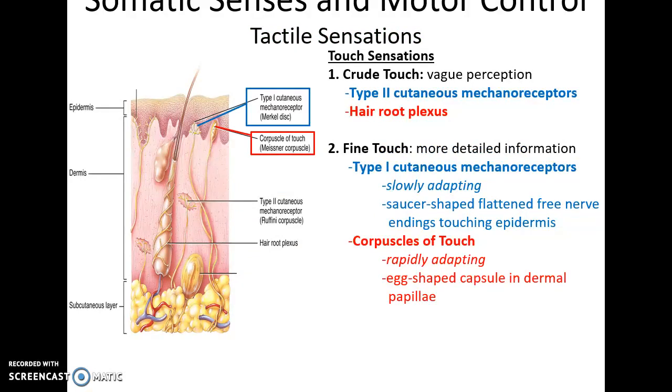Then we have fine touch. Fine touch can give you much more detailed information about what you are touching. These include the type 1 cutaneous mechanoreceptors. They're slowly adapting. They are basically saucer-shaped flattened discs with free nerve endings wrapped by connective tissue, and they are associated with the epidermis. Then we have the corpuscles of touch. These are also encapsulated nerve endings. So it's basically an egg-shaped capsule of connective tissue around the nerve endings, and these are found within the dermal papillae at the border between the epidermis and dermis, and these are rapidly adapting.